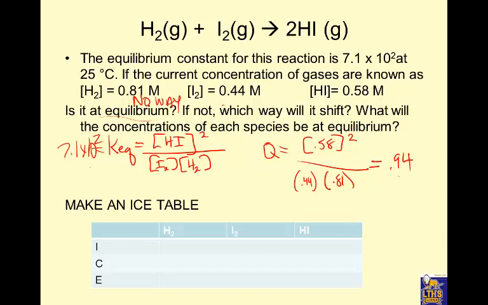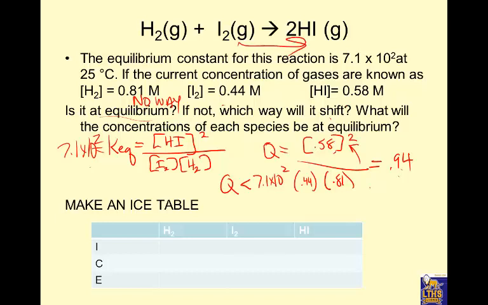All right, not yet. If not, which way will it shift? So Q is less than 7.1 times 10 to the second. It's less than 710. So this Q has to get bigger. What's the only way for this ratio to get bigger? It's if this number gets bigger. In order to get this number bigger, we have to shift towards the right, shift right.